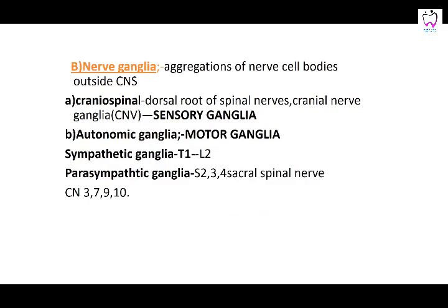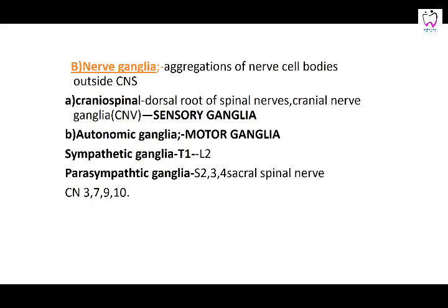Then you have nerve ganglia. These nerve ganglia are aggregations of nerve cell bodies. They lie outside the central nervous system. Two types of ganglia can be seen. One is your craniospinal ganglia. That is, the dorsal root of the spinal nerve has a craniospinal ganglion, the dorsal root ganglion or the sensory ganglion. The sensory nerve fibers coming from the periphery are going to relay on this dorsal root ganglion, and then they are going to go upwards. This is the dorsal root ganglion, which is called the craniospinal ganglion or the sensory ganglion.